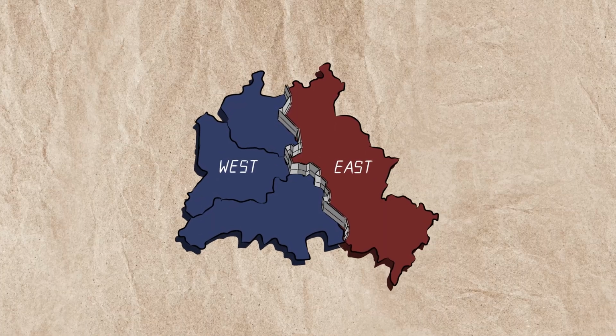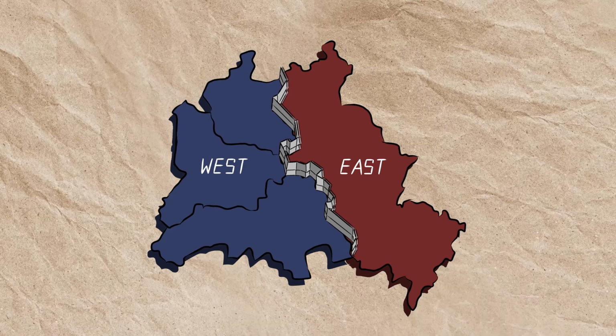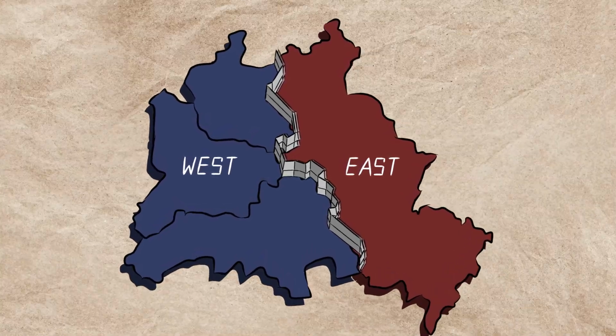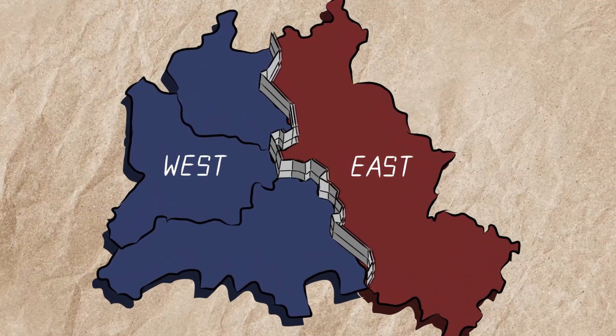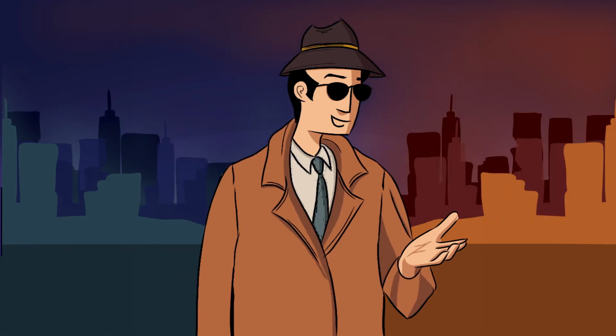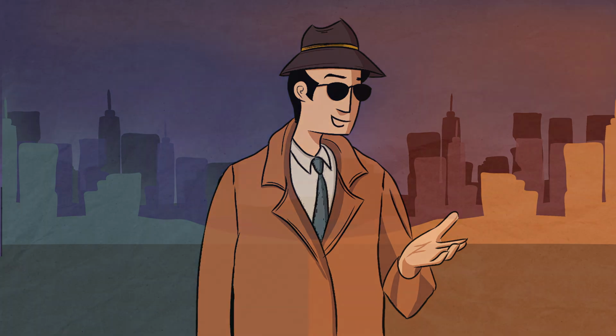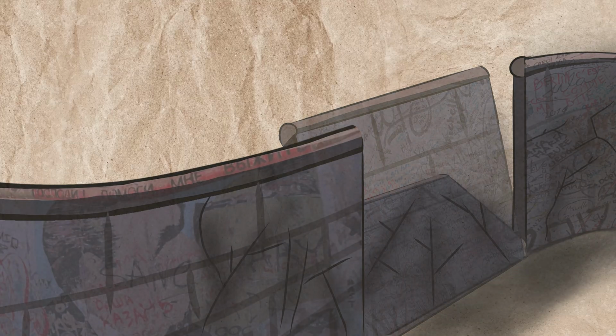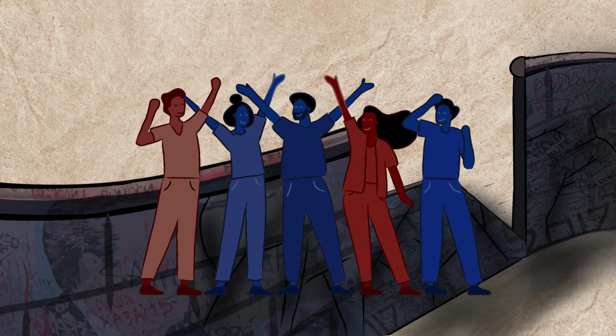If the wall had stayed up, the world might have remained divided, silencing voices that dared to speak out and keeping people under tight control. The gap between East and West would have grown wider, leading to even more economic struggles and isolation. Fear could have taken root, crushing the dreams of many. But instead, the wall came down, opening doors to new possibilities and showing us that change is possible when people come together for a common cause.